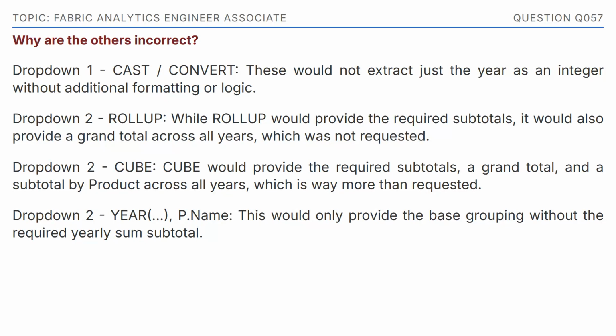Why are the other answers incorrect? Because drop-down 1, cast/convert, these would not extract just the year as an integer without additional formatting or logic. Drop-down 2, rollup, while rollup would provide the required subtotals, it would also provide a grand total across all years, which was not requested. Drop-down 2, cube would provide the required subtotals, a grand total, and a subtotal by product across all years, which is way more than requested. Drop-down 2, year, p.name, this would only provide the base grouping without the required yearly sum subtotal.